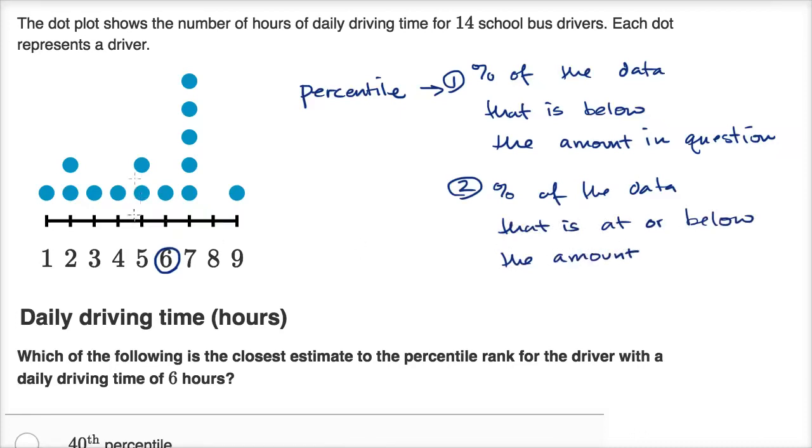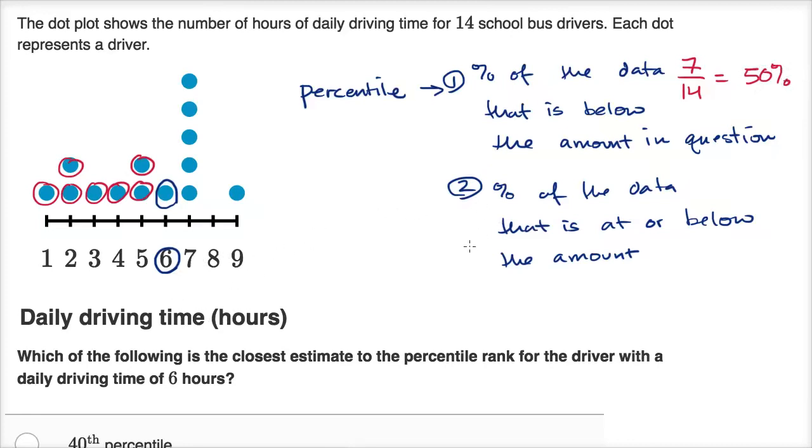So if we look at this right over here, let's figure out what percentage of the data points are below 6 hours per day. Let's see, I'm just going to count them: 1, 2, 3, 4, 5, 6, 7. So 7 of the 14 are below 6 hours. If we use this first technique, 7 of the 14 are below 6 hours per day, and that would get us a number of 50%. That 6 hours is at the 50th percentile.